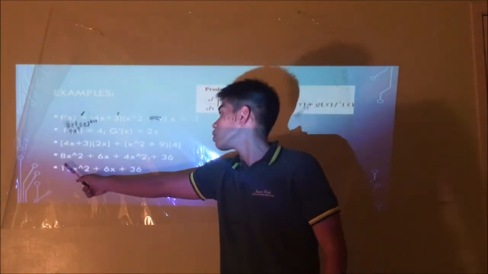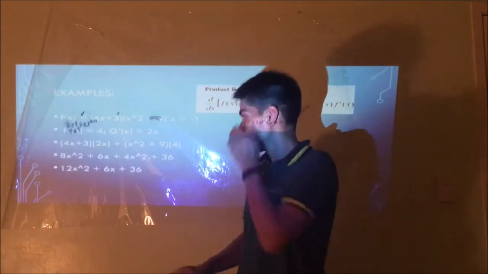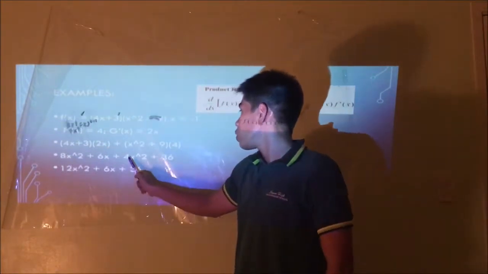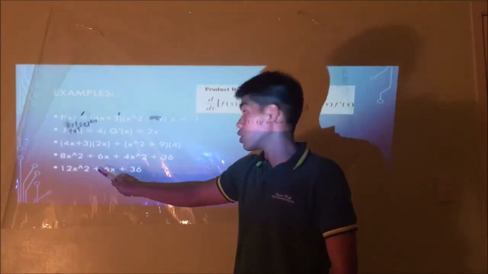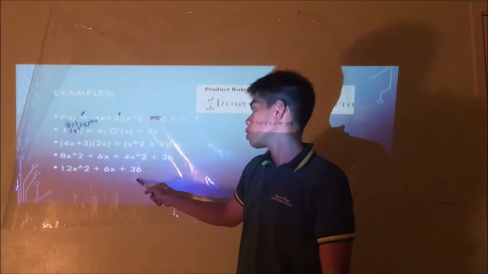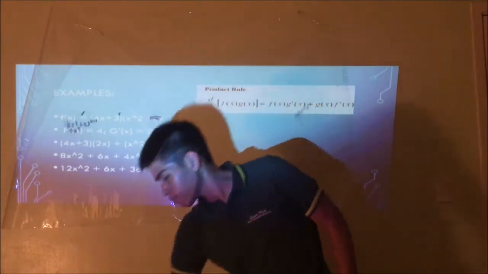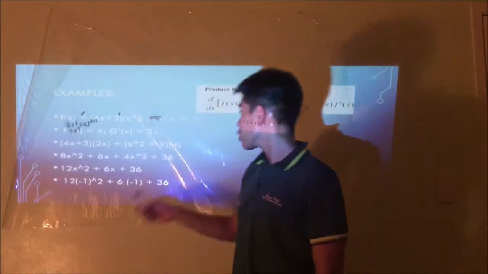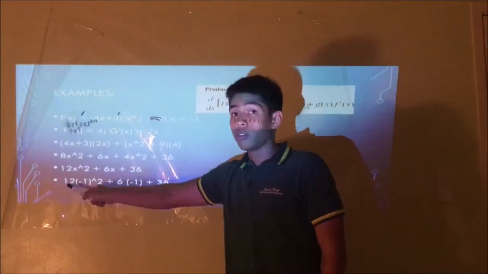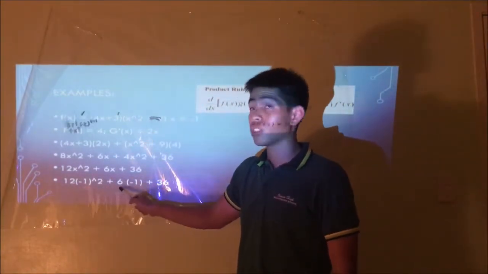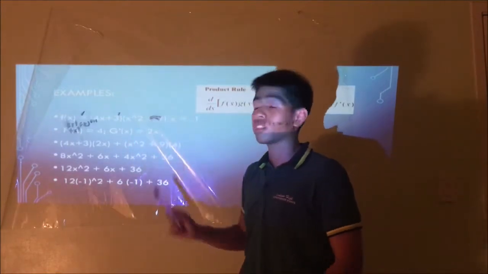And then simplify, combine like terms. 12 and 4, this can be 12x squared plus 6x plus 36. Okay? Next, after that we substitute. 12 times -1 raised to 2 plus 6 times -1 plus 36.